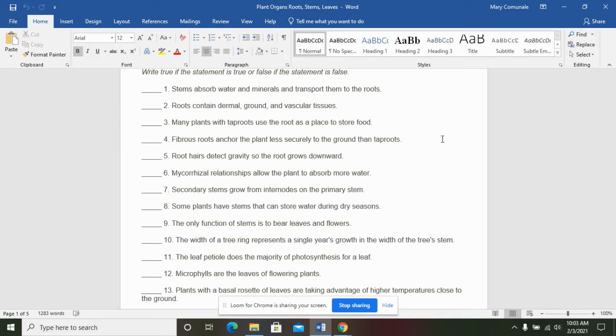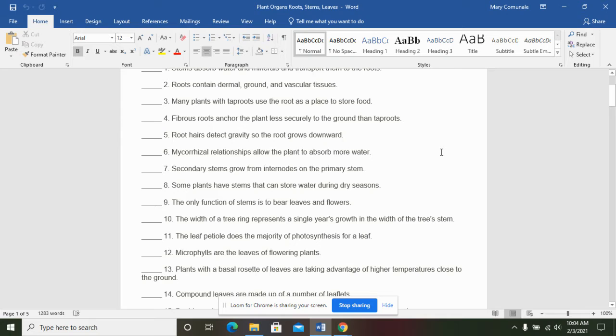Number 9, the only function of stems is to bear leaves and flowers. That's false. It's a big fat false. They do bear the leaves and the flowers, but they also can store food and water for the plant. Number 10, the width of a tree ring represents a single year's growth in the width of the tree's stem. You guys are very familiar with the rings of trees now after that whole unit we did on dendrochronology. That is true. 1 ring equals 1 year.